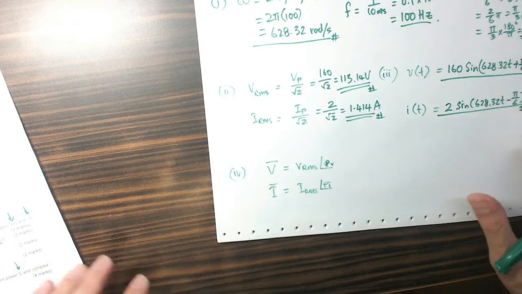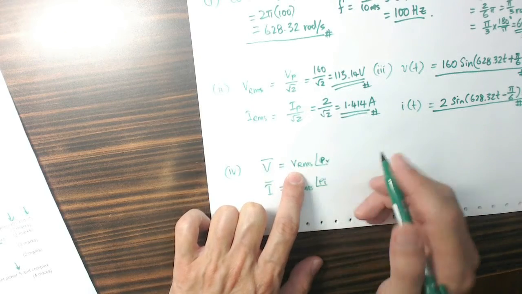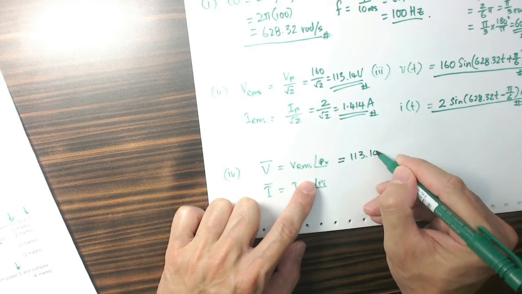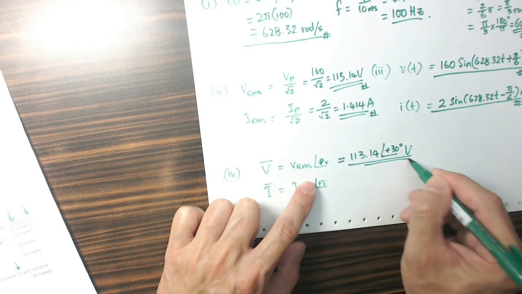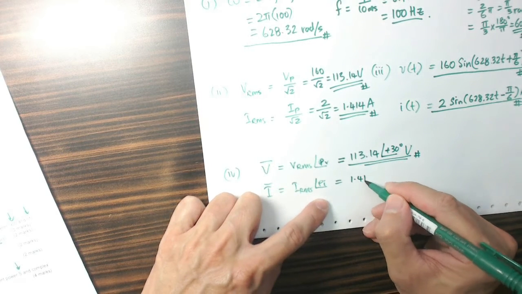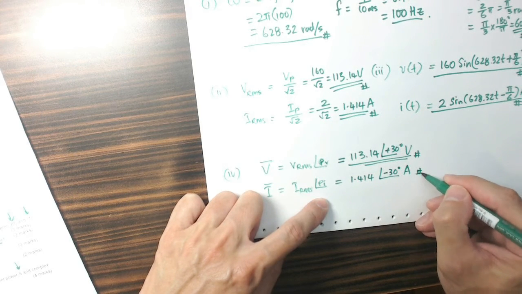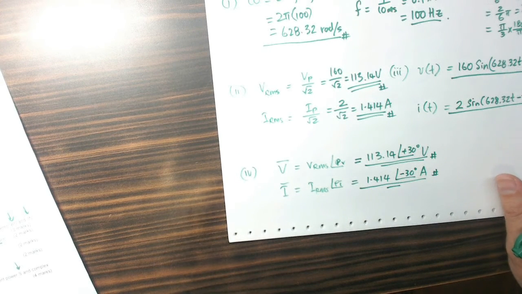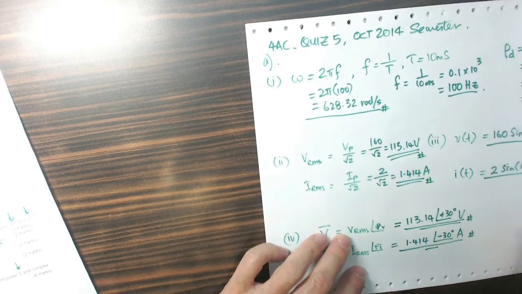Next, we are required to write out the phasor version of these two. Now remember, for phasors we always use the RMS value. So this equals 113.14 angle plus 30 degrees volt. And here the RMS for current is 1.414 angle minus 30 degree ampere. Okay. Now that was part A, next we'll look at part B.